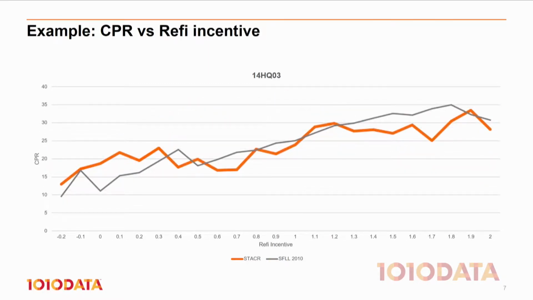And then this is also similar. It's again total CPR for the same deal, but now I'm plotting against the refi incentive. This is only for loans that are between 18 and 36 months old. Same idea: in orange, you have the actual performance of a Stacker, and in gray, you have the performance of the sample from the single family.